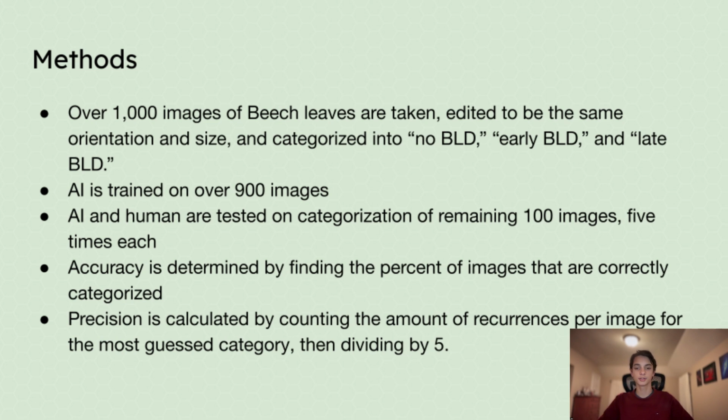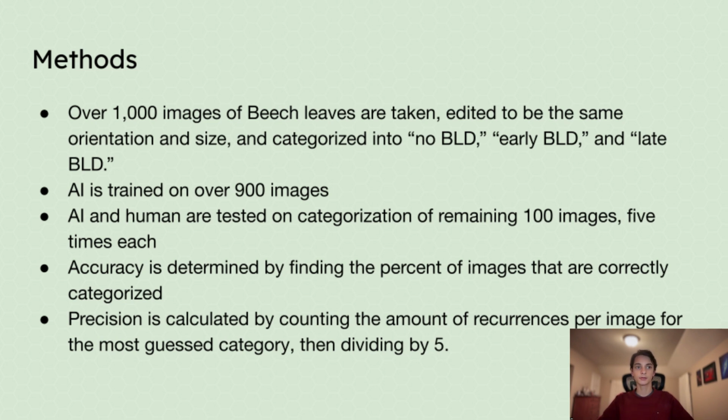on their physical characteristics. And then I trained the AI model that I talked about earlier on over 900 of these images. And then I tested the AI and the humans on the categorizations of the remaining 100 images. And I did this 5 times each.